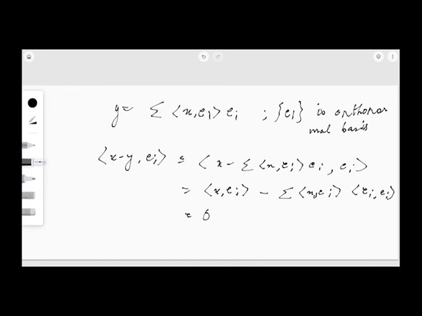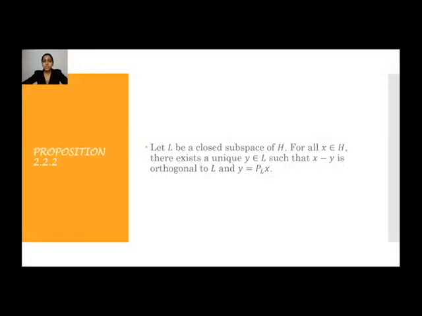That is, x minus y is always orthogonal to ei, and we have chosen the set ei to be the orthonormal basis of the space L. So from this we can conclude that x minus y is orthogonal to L. So such a y always exists. This is how we can choose the element y mentioned in the proposition that there exists a unique y. If you choose such a y, x minus y is always orthogonal to L. And if x minus y is orthogonal to L, we had seen in the beginning of the session that y is equal to PL of x. So that's how we can interrelate these concepts, and we can conclude the proof of this proposition.